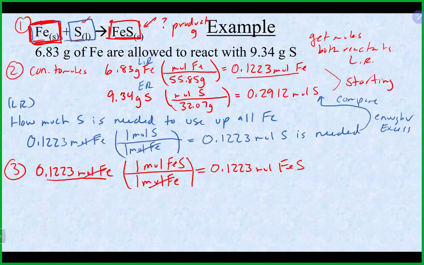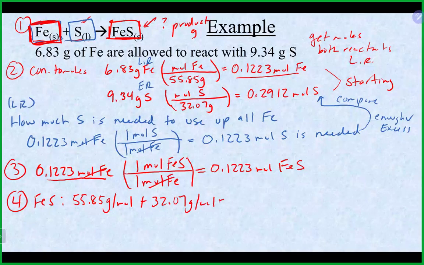Now I want grams, so I'm going to need to do step number 4, which is convert those moles into some other unit. And in this case, I will have to add up my molar mass of FeS, and that's going to be 55.85 for the iron plus 32.07 for the sulfur. That's going to give me here 55.85 plus 32.07, about 87.92 as the molar mass. Remember, that's going to be my conversion factor. It's going to allow me to figure out the grams.